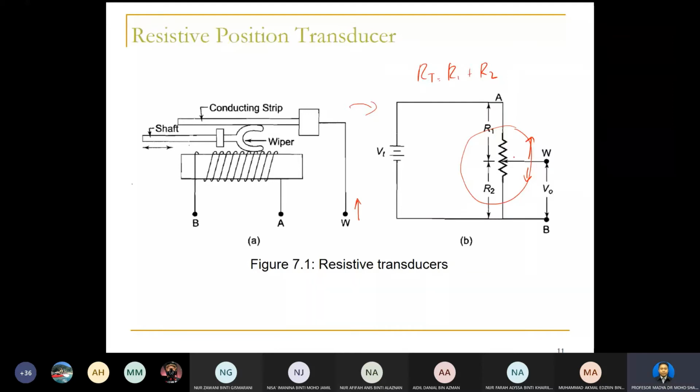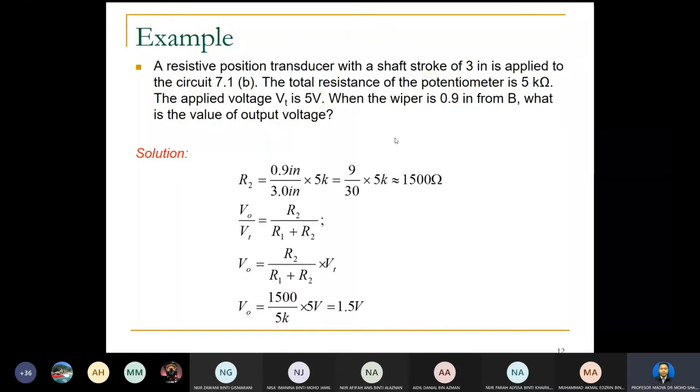Okay, so that's converting from the mechanical structure to the electrical structure, the electrical circuit. All right, so let's go to the example.